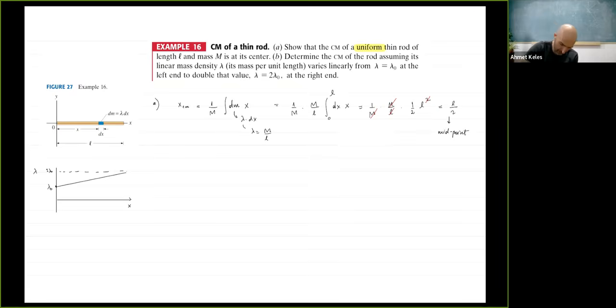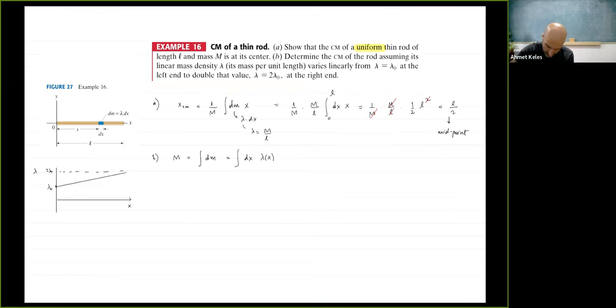Yeah, I need to find lambda 0 because it's like a parameter at that point. So total mass should be equal to the sum over all masses, and this should be equal to the integral of dx times this lambda of x. And what is lambda of x? Okay, it's increasing linearly, so I can just write it like a plus b x.